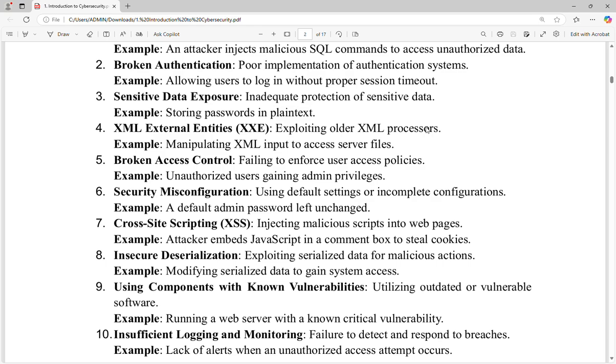We also have insufficient logging and monitoring, which is failure to detect and respond to breaches. You are not monitoring your logins and activities on the network, on the systems. There is a lack of alerts when unauthorized access attempts occur. When an unauthorized access attempt occurs, there's no alert, there's no notification for that.